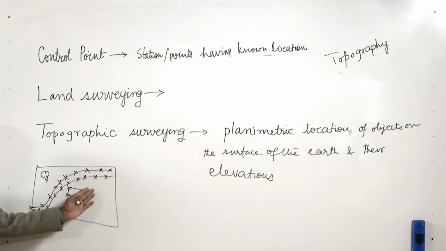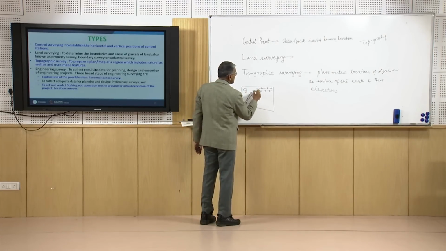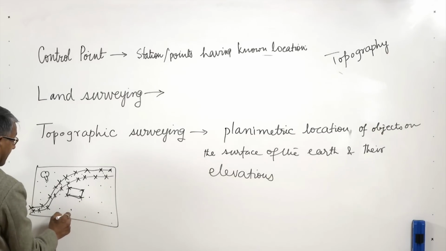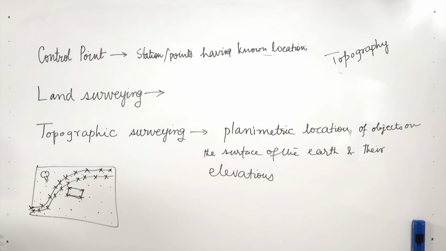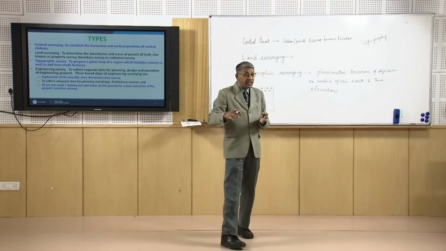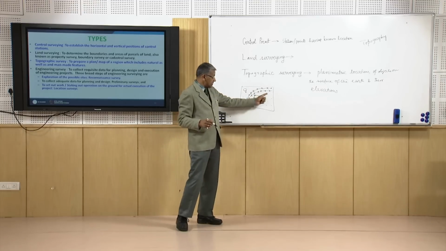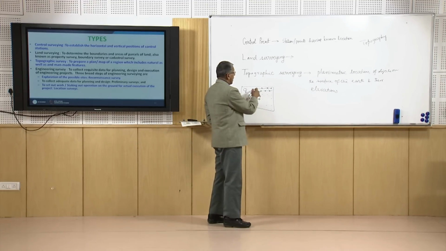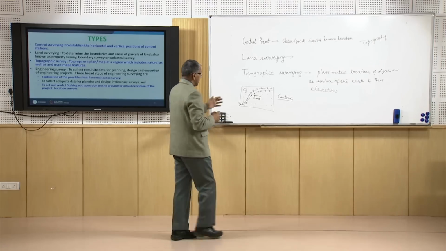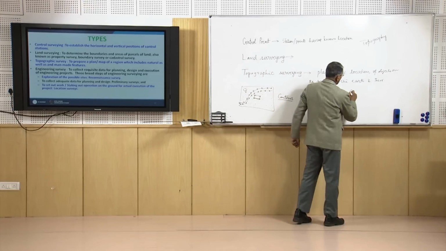And now we also want to know how the terrain is varying, how the height is varying. For that we need the height of some salient points all throughout. These points should be well distributed, and wherever there is more variation there should be closer points. When we know the elevation of all these points, between them we will develop the contours to represent the nature of the terrain. So, from elevations we will get contours.